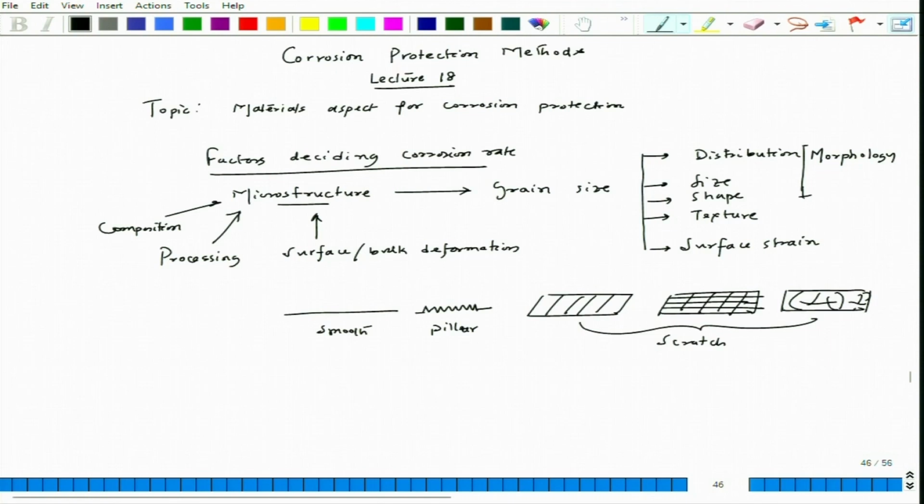Now, we are actually having interaction of the material with the environment. So, this environmental factor also should be considered. So, now if we talk about environmental factor, this comes under surface appearance, or we can say surface physical appearance. For example, the general perception is smooth surface, better corrosion resistance.